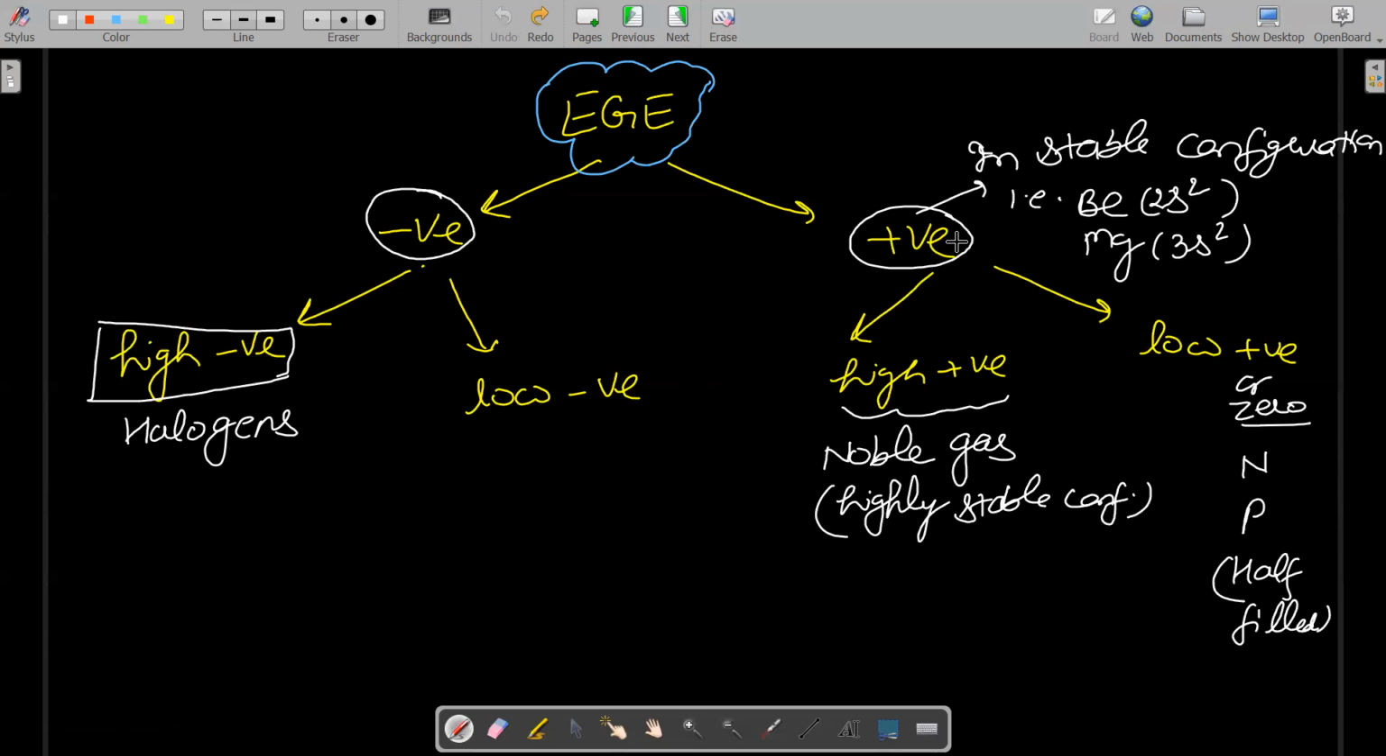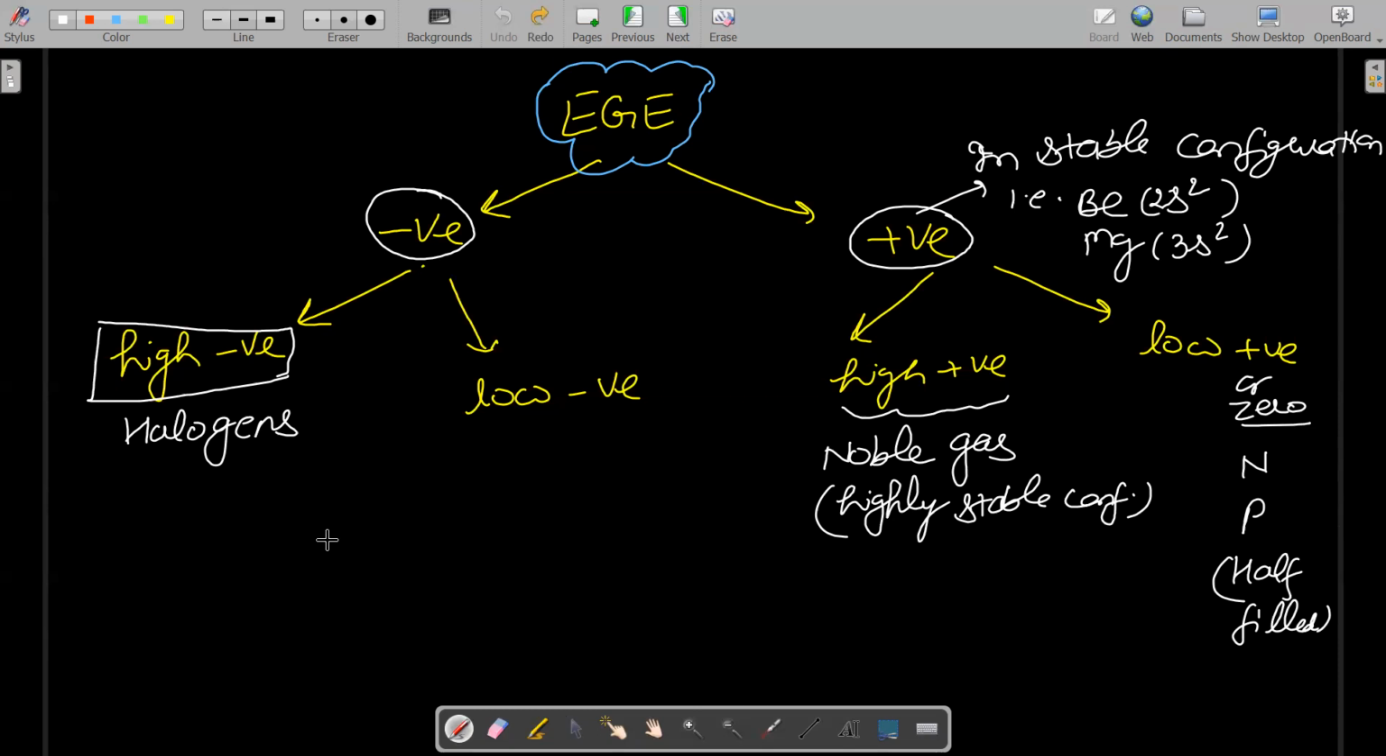Now when will it be positive? The electron gain enthalpy is positive in the case of stable configuration. Because what is the reason to add the electron? To gain the electron, to attain stability. But if the configuration is already stable, so why will it accept the electron? So the acceptance of the electron is difficult, because in the case of stable configuration, in spite of attraction, the repulsion will be favorable.